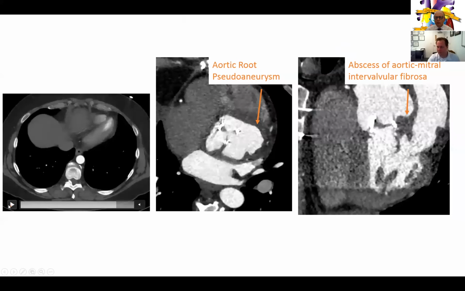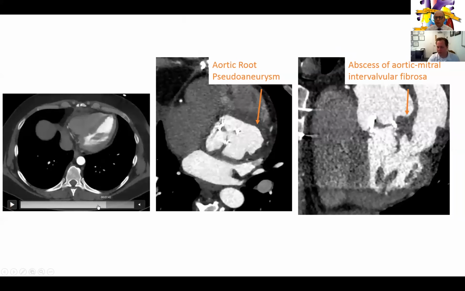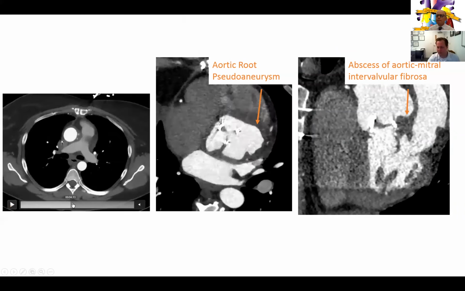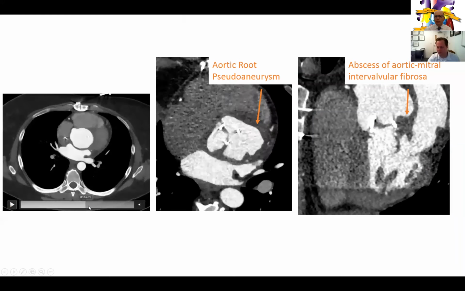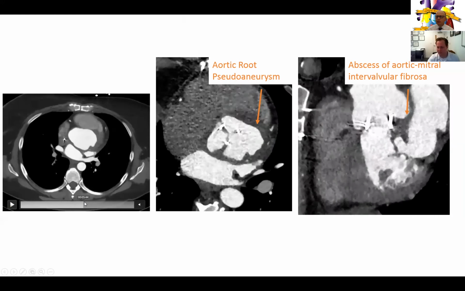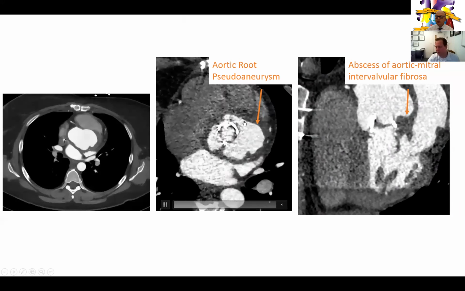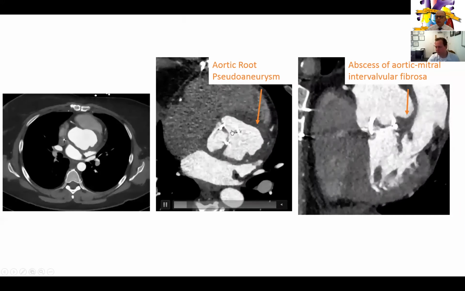So this is a patient who also has a bioprosthetic aortic valve, and you see this large aortic root pseudoaneurysm. So again, it's this big contrast-filled outpouching. So that abscess cavity has ruptured and become endothelialized. And you can appreciate that here on the reconstruction.